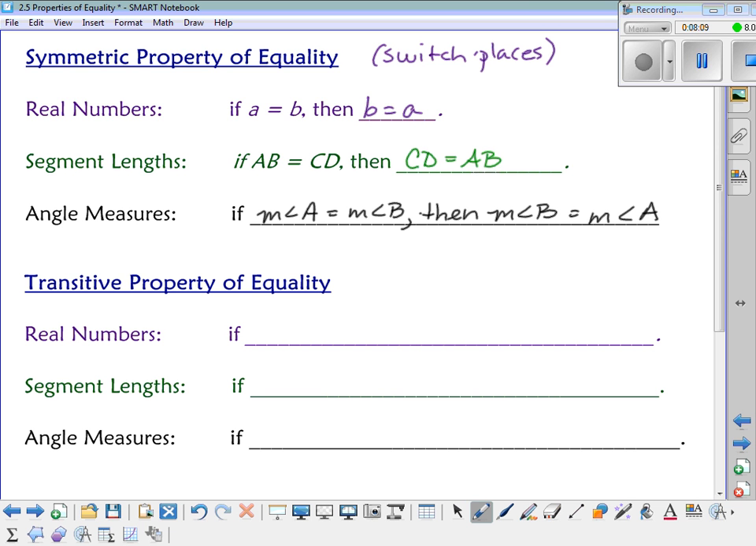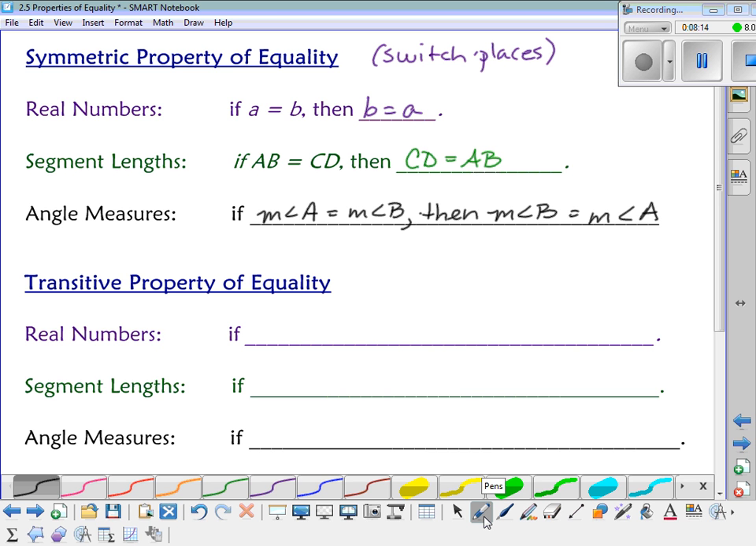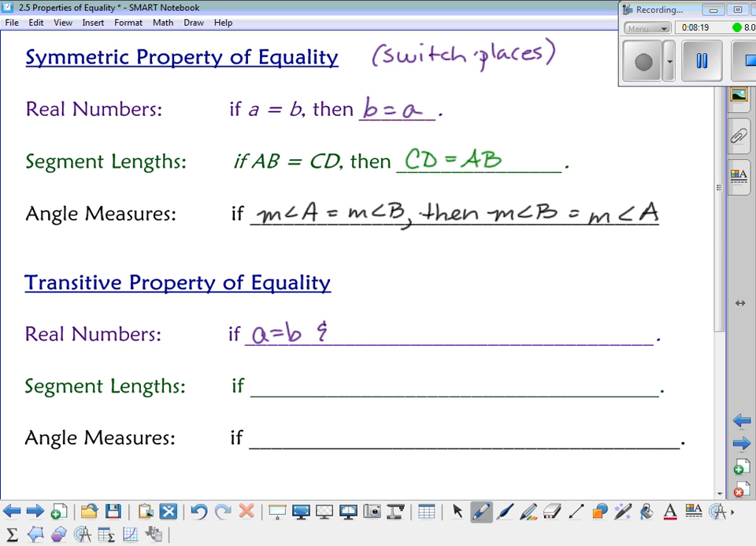Next we have the transitive property of equality. What the transitive property says is if A equals B and B equals C, then A equals C. And you can use the transitive property to have an even longer chain than that. You can have if A equals B, and B equals C, and C equals D, and D equals E, then A equals E. So essentially you can make a small train. So think of a train, transitive.